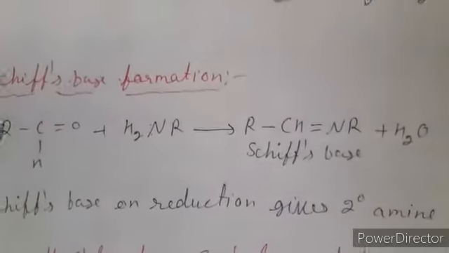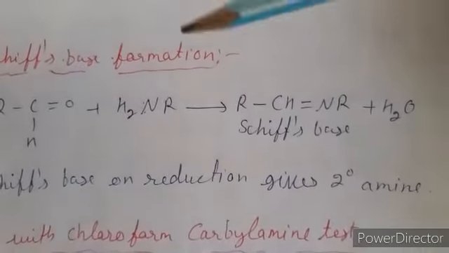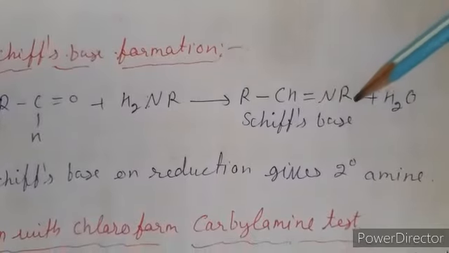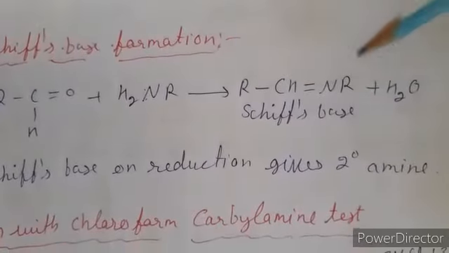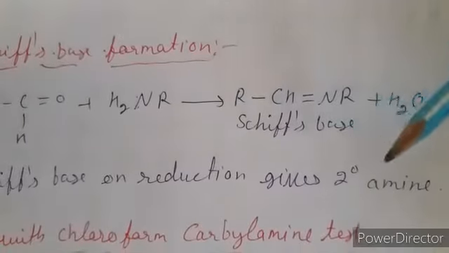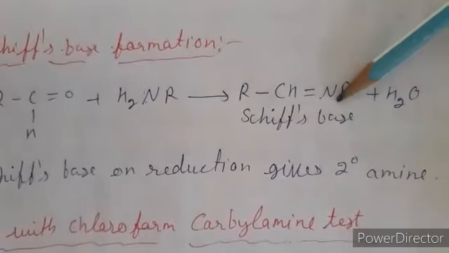Next, Schiff base formation. When we react aldehydes or ketones with a primary amine, it forms imines, also called Schiff bases or anils. So it is a reagent for the detection of aldehydes and ketones. The Schiff base on reduction gives a secondary amine.